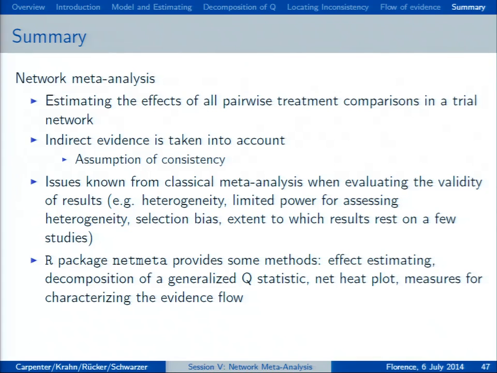Okay. So we can examine this. Yeah, there is a question. Yeah, one question.